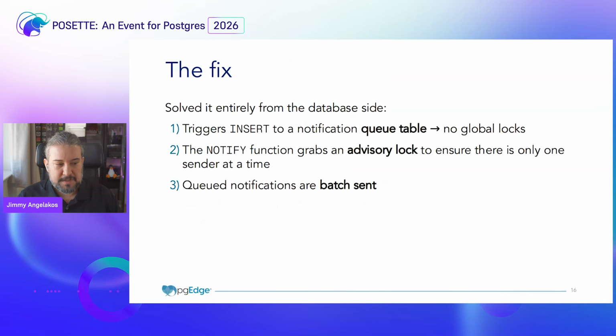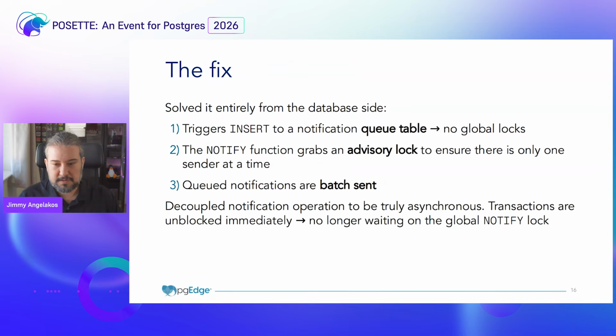And let's see what this means. The decoupled notification operation is now asynchronous because transactions are unblocked immediately. If they cannot obtain the lock to send the notification, then they're not waiting on it. They're giving up on it immediately. The notification is queued in the table. It remains for the next transaction to pick it up.